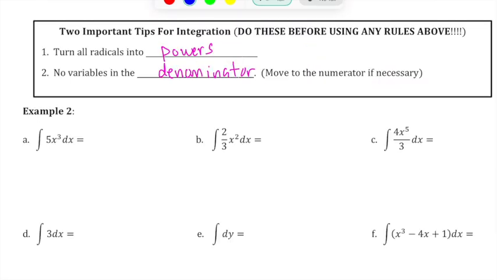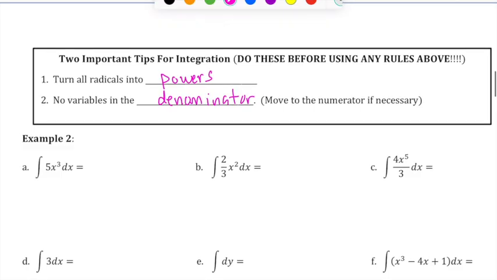So here are 2 important tips for integration. Turn all radicals into powers, and then make sure there's nothing in the denominator. Always move it to the numerator. And I will give you a note that this is the conversion from radicals to exponents.